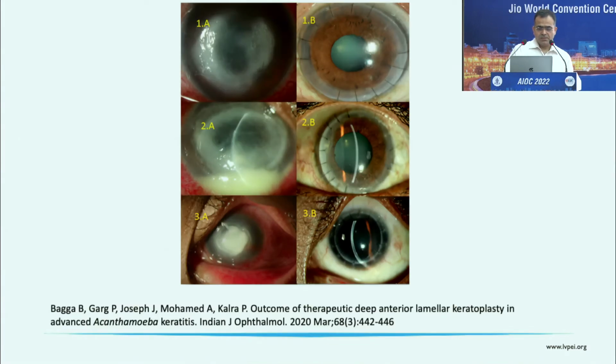And this is the series which we have published in Indian Journal of Ophthalmology in 2020 of outcome of around 23 cases, and you can see the outcome.